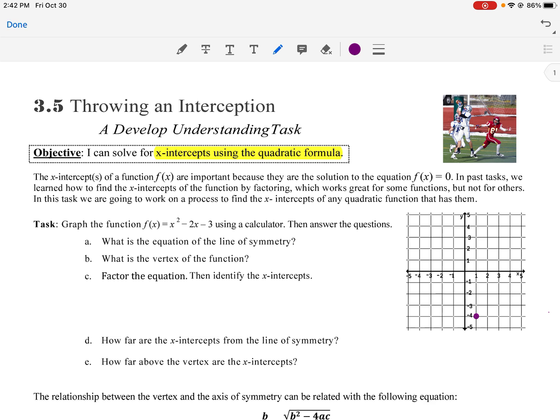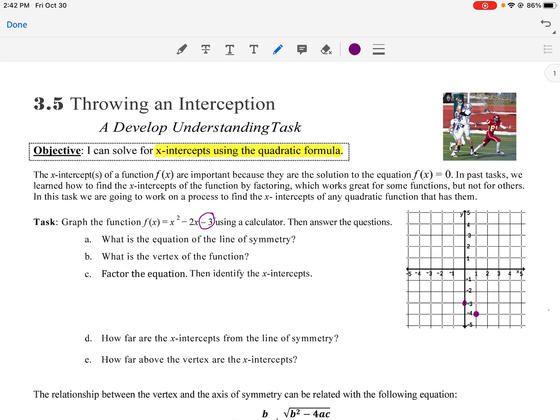So we saw that the vertex was at 1, negative 4. Some other points on here, just by looking at this, you would know that the y-intercept is at negative 3, right? The constant term. And remember, your axis of symmetry always goes through the vertex. So in this case, if we know the vertex, your axis of symmetry has to be x equals 1. The vertex of the function in this case is 1, negative 4.